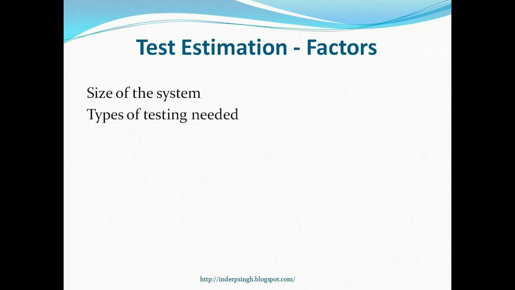The second factor in test estimation is the types of testing needed. It can be just functional testing, or it can be both functional and non-functional testing, like performance testing and security testing. So in test estimation, if multiple types of testing are needed, then we can create the test estimates for those separately and add all of them up.